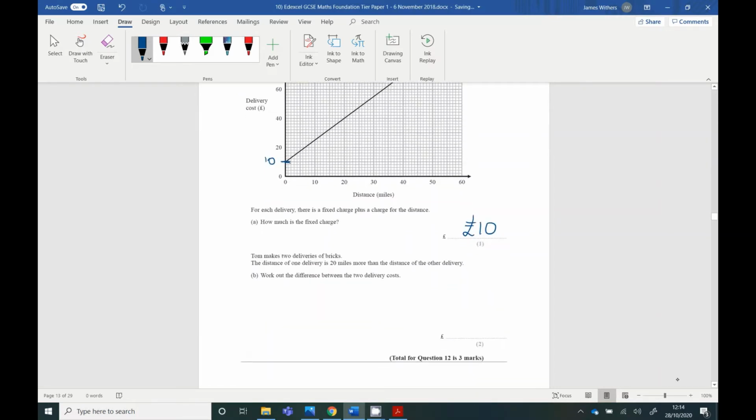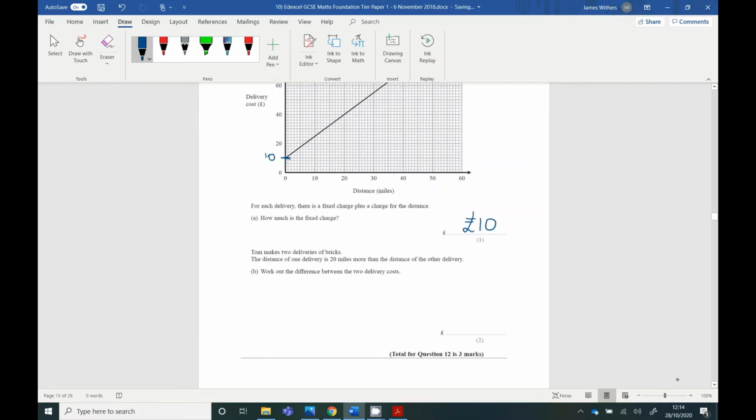Okay, now for part B. Tom makes 2 deliveries of bricks. The distance of one delivery is 20 miles more than the other delivery. Work out the difference between the costs. So I think the best way to do this is to get 20 miles' worth of distance and see what the increase is in cost.